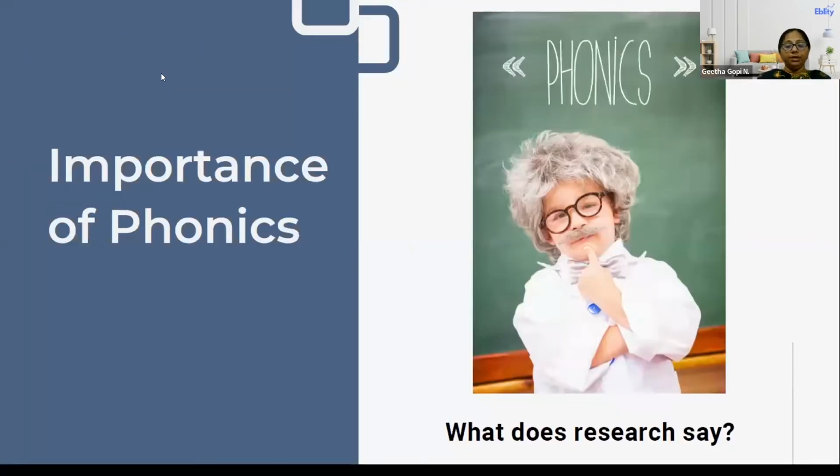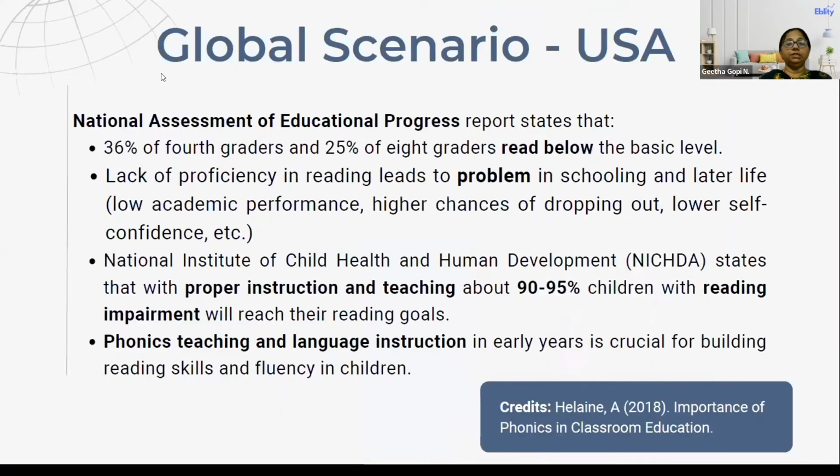So why do we have to teach phonics? I mean, we've talked about the phonological awareness. A good part of it was covered in listening and speaking skills. Now coming to the actual phonics part of it, why do we have to teach phonics, that is sound-letter relationships, to children? And this is intensively backed by research.